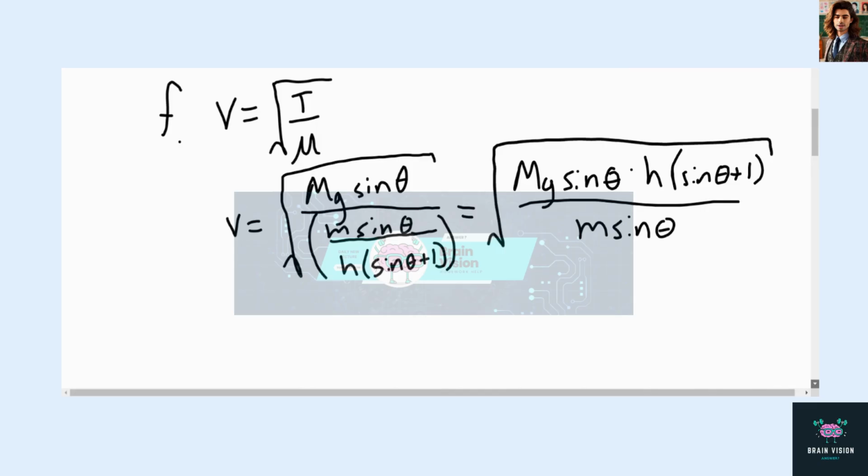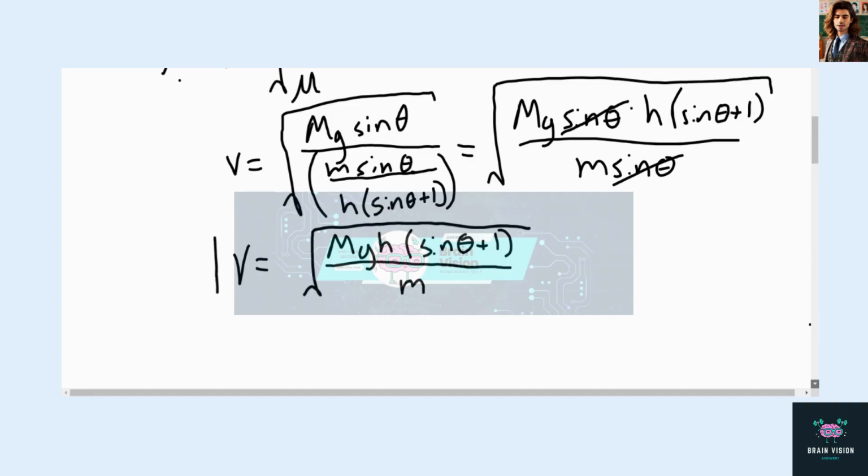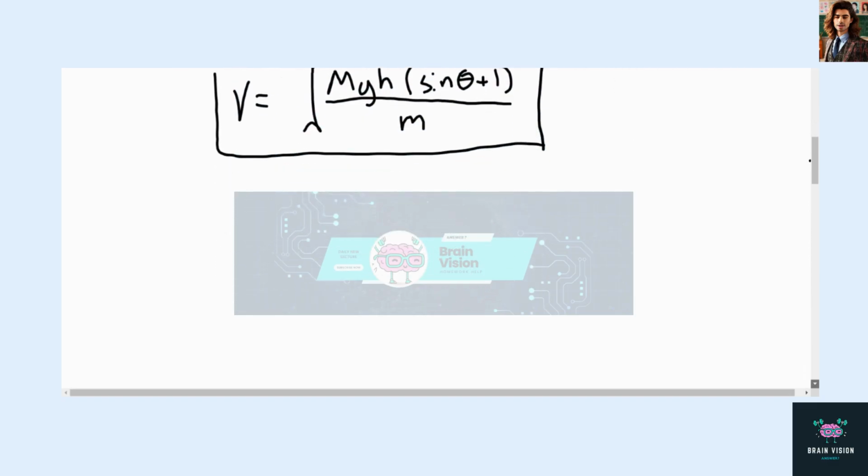And we can keep simplifying this. We have a sine theta in both the numerator and the denominator, so we can take those out. And then our final result for velocity v is equal to the square root of big M g h times sine theta plus 1, divided by little m. And so that's our answer for part F. And we just have 3 more to go. So thank you for sticking with me.